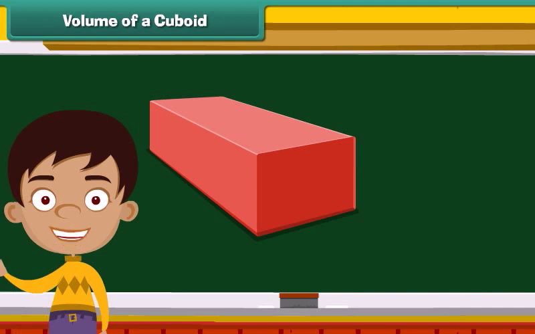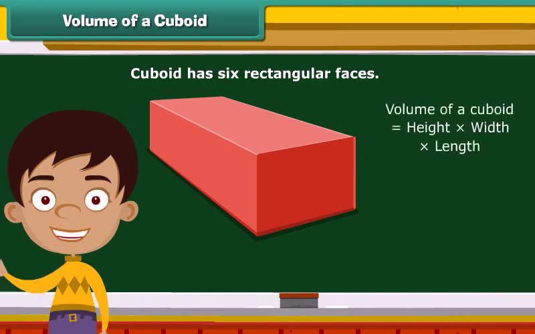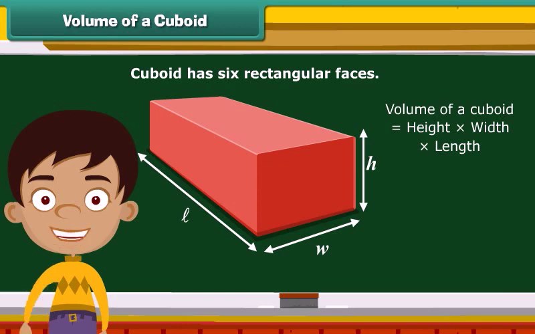Look at this closed box. This is a cuboid which has 6 rectangular faces. Its volume is calculated as height times width times length, or simply volume equals h × w × L.